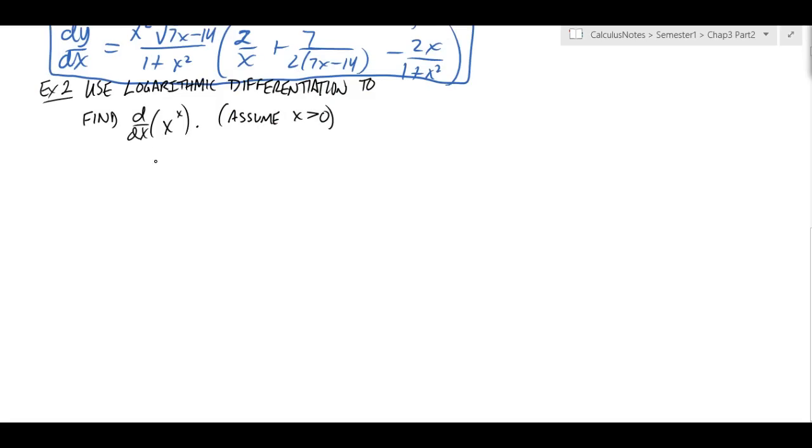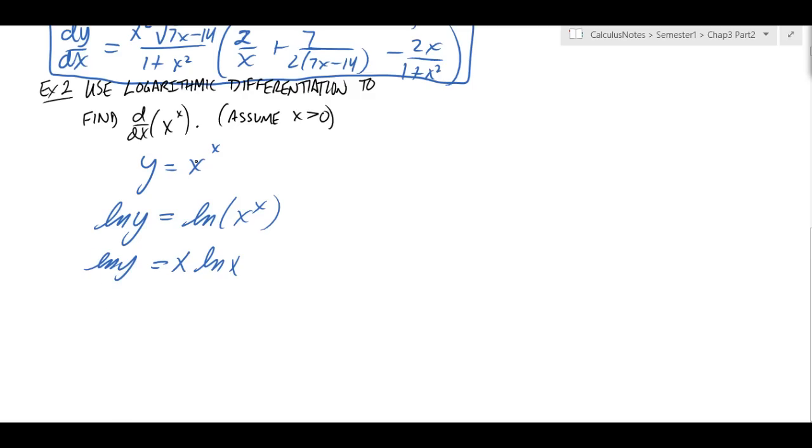Notice on this problem, y equals x to the x, we really don't have any other methods that would work for this problem. We can't apply the power rule because the power is not a constant. And we can't apply the exponential rule, like e to the x, because the base is not a constant. So the only option we have is to use logarithmic differentiation. So we'll start off by taking the natural log of both sides. And then we can rewrite that as x natural log x.